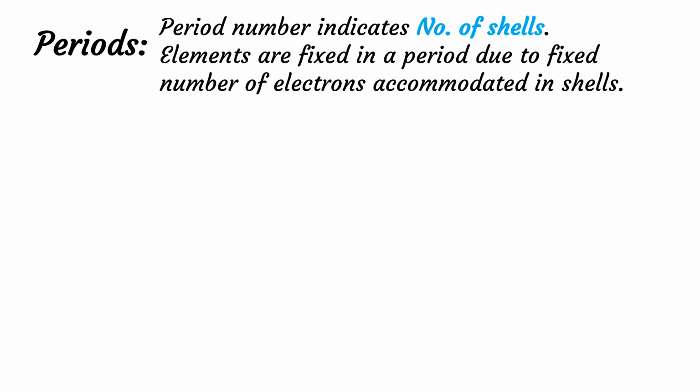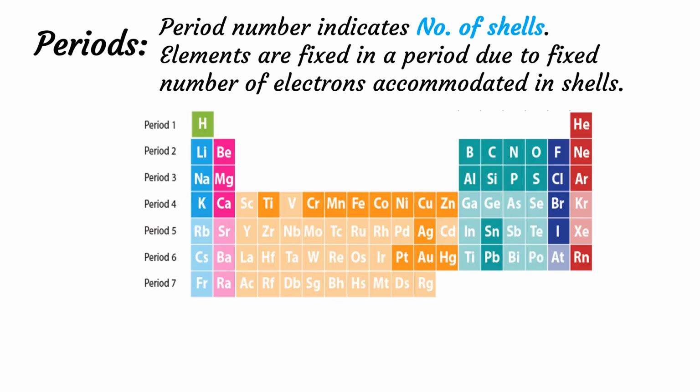Now try to understand about period. As you know that horizontal rows in periodic table are known as periods. Period number indicates number of shells. Elements are fixed in a period due to fixed number of electrons accommodated in shell. First period is known as short period. It contains only two elements, hydrogen and helium.